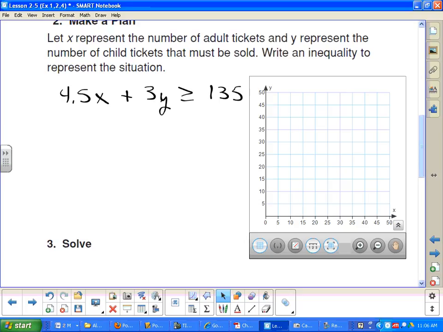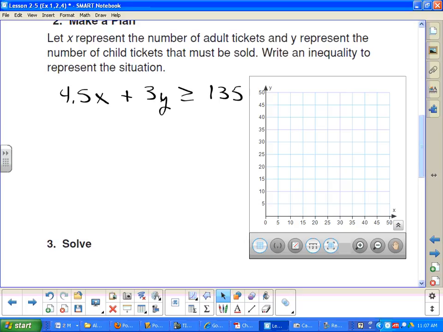So you have two options here. We can solve for y, put it in slope-intercept form and graph it, or we could use intercepts to graph it. Probably in this case, the intercepts would be a little bit easier than solving for y. So let's find the intercepts.